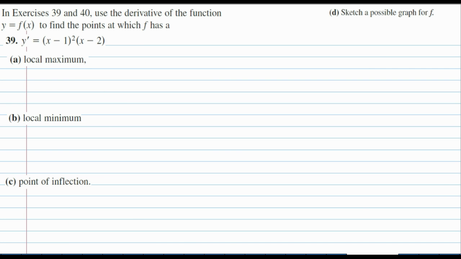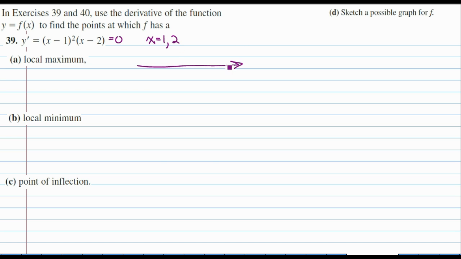The now try problem for number 39 is asking us for pretty much the same stuff. We've already got y prime. It's factored. We're going to do a little bit of analysis, and then we're going to sketch a possible graph. So here we go. Y prime, again, already factored. So if I set it equal to 0, I do see that I get x equals 1 and 2 as critical values.